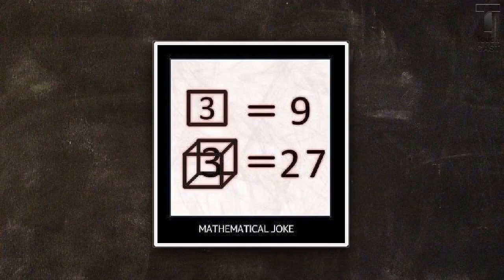Of course, before I leave, I have to end with a joke. We have 3 inside of a square: 3 squared equals 9. And then we have 3 inside of a cube: 3 cubed equals 27. Thank you, thank you. Well, I thought it was funny.